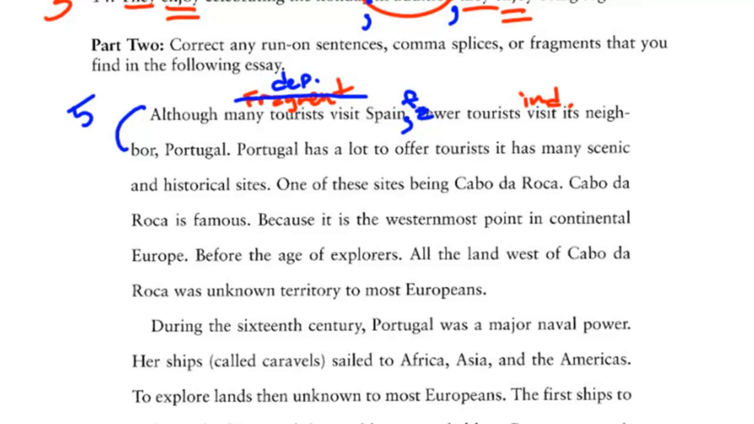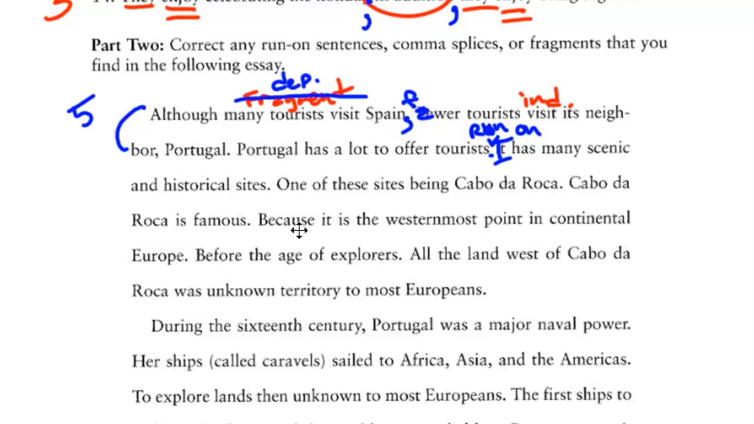Portugal has a lot to offer tourists. It has many scenic and historical sites. The problem here is right here between tourists and it. Right now it's called a run-on. And it's called a run-on sentence because we have basically 2 complete sentences. The simplest way to fix this might be to put a period there and capitalize I.